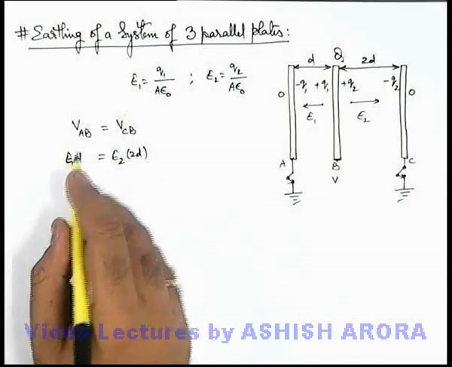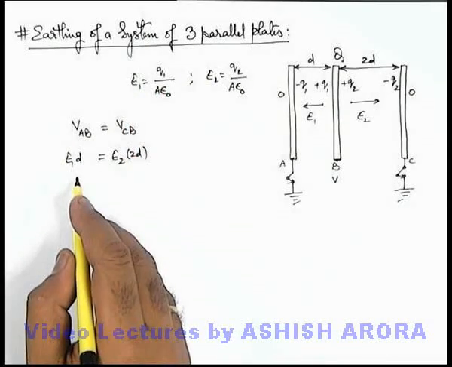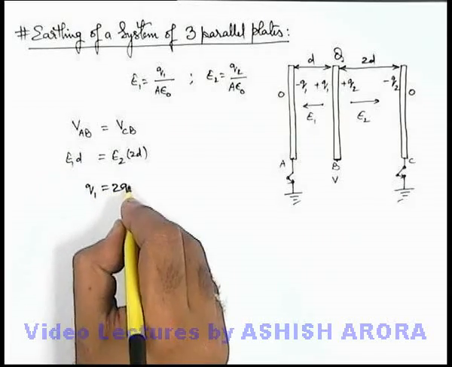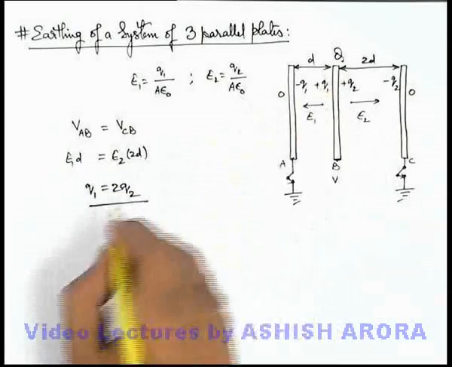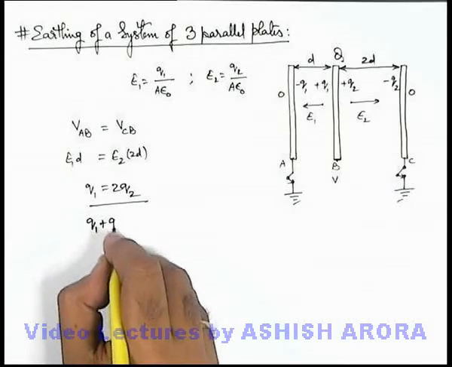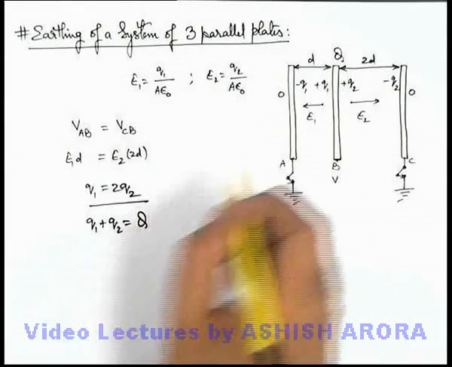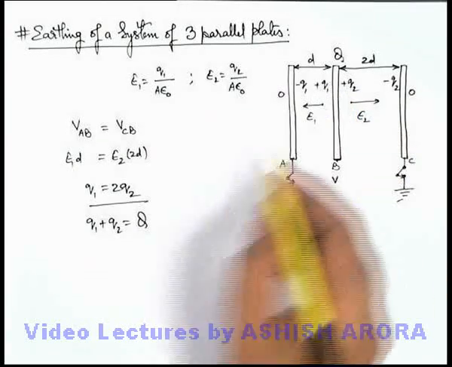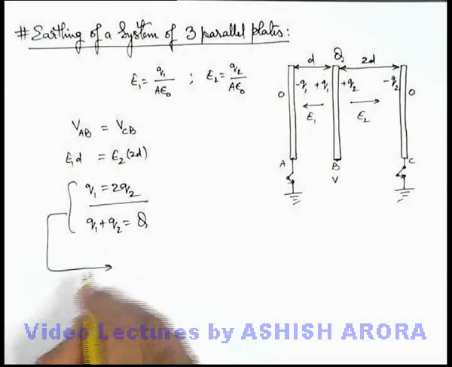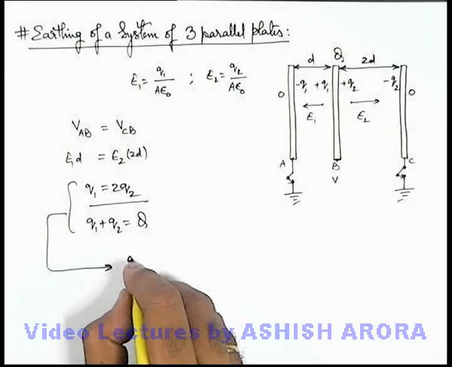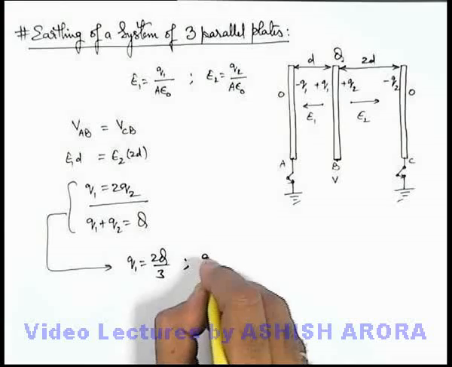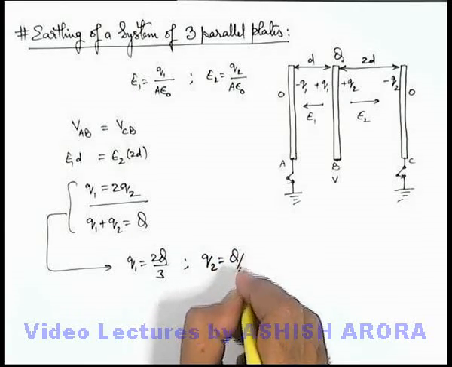So in this situation, if we substitute the values of E1 and E2, here we are going to get the relation Q1 is equal to 2Q2, as well as we have a relation Q1 plus Q2 is equal to capital Q, because this total charge is divided on the two faces of plate B. And on simplifying this relation, we'll get the value of Q1 is equal to 2Q by 3 and Q2 is equal to Q by 3.